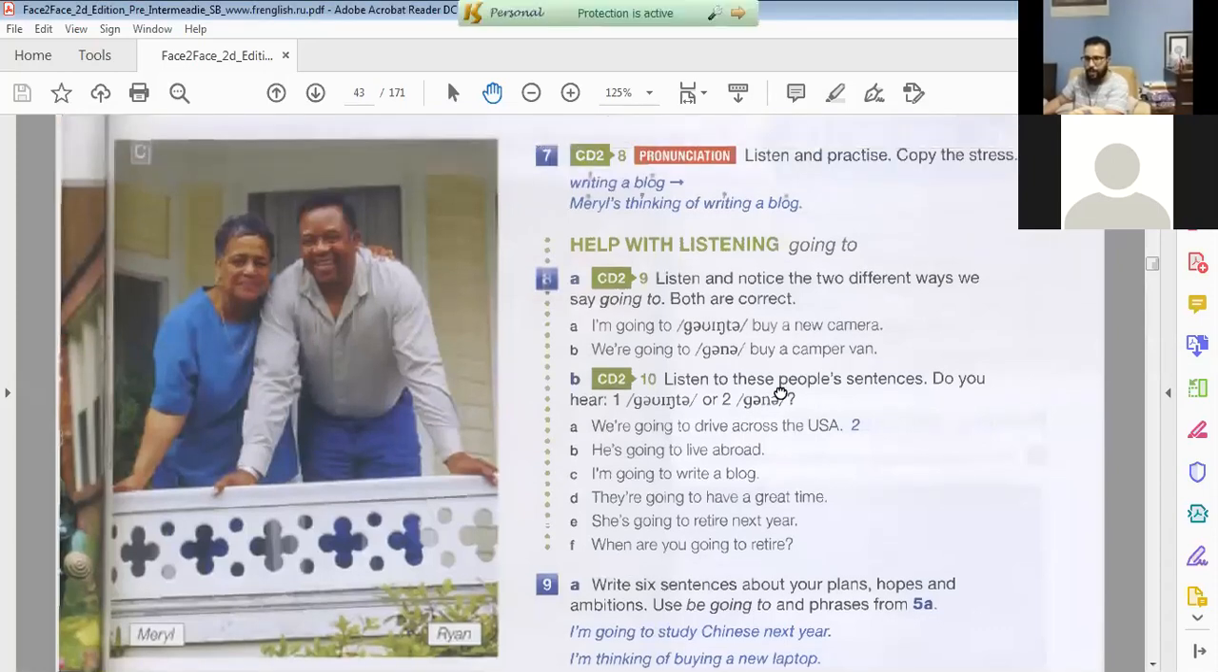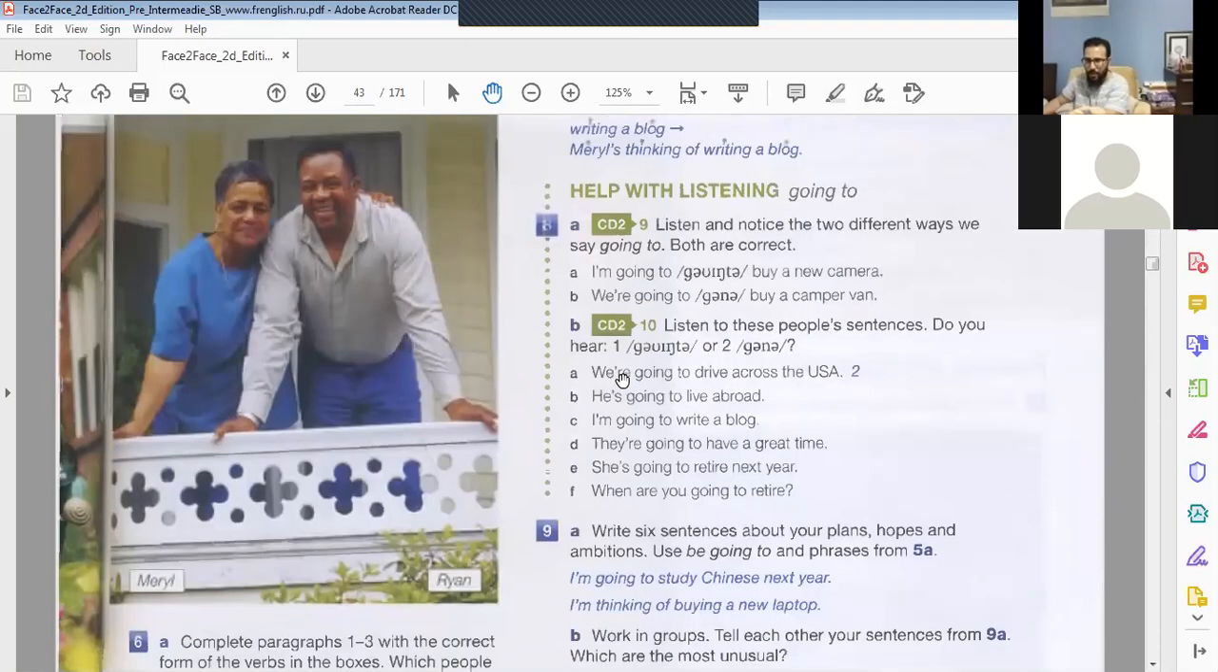So let's do our second listening. We're going to listen to how to say going to. It says here, listen and notice the two different ways we say going to. Both are correct. So in the first part of the exercise, they're telling us there are two ways of saying going to, and both are correct. Let's listen to the two ways first, and then in part B we can decide which one they use in the other examples. Let me play it.